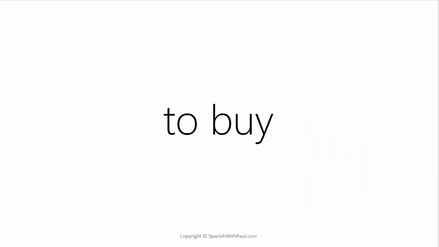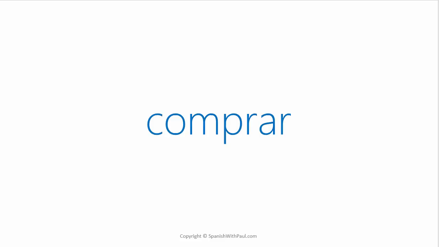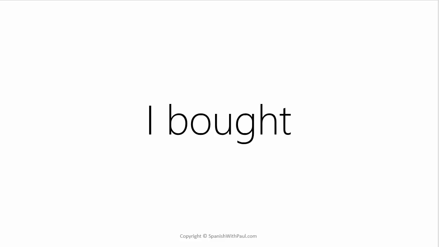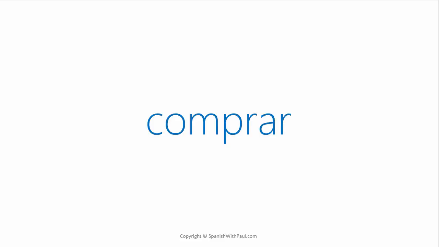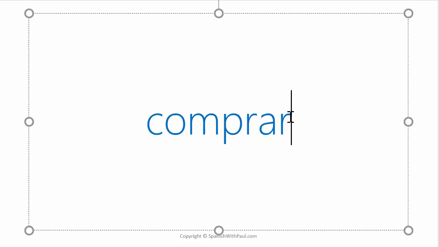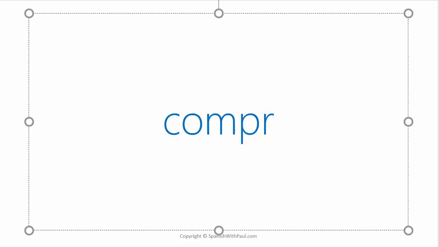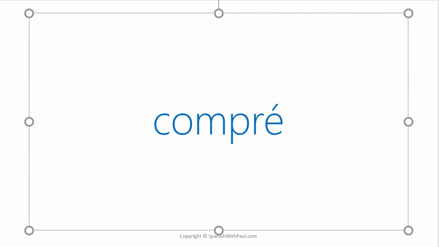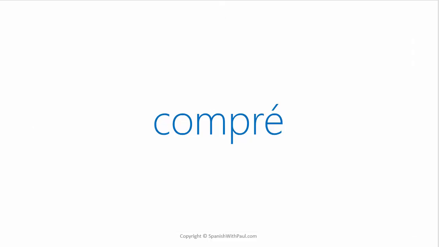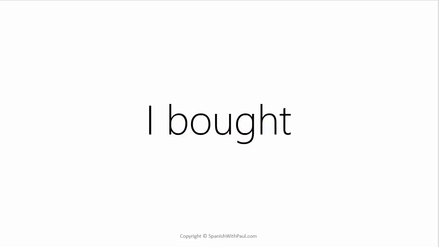What's the verb to buy? Comprar. Now, to express I bought, we go to the full verb. Just as before, we get rid of this AR ending and replace it with an E with an accent. So the sound we get is compré. Compré. This means I bought.